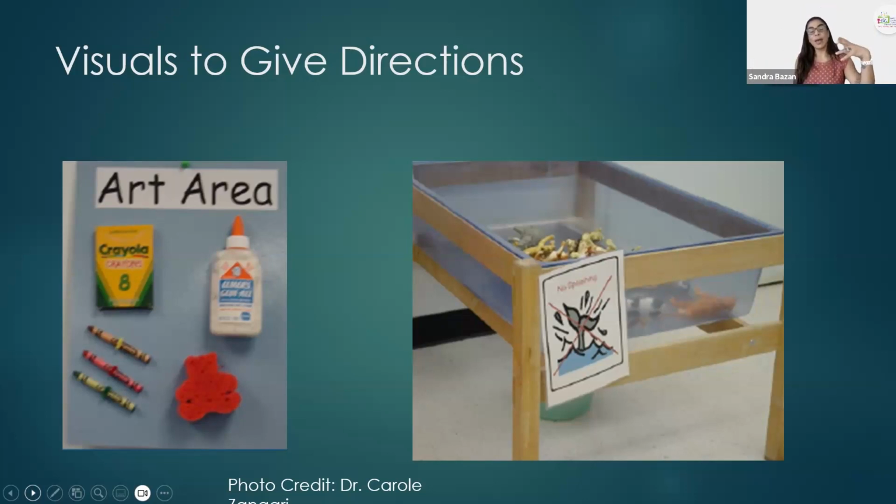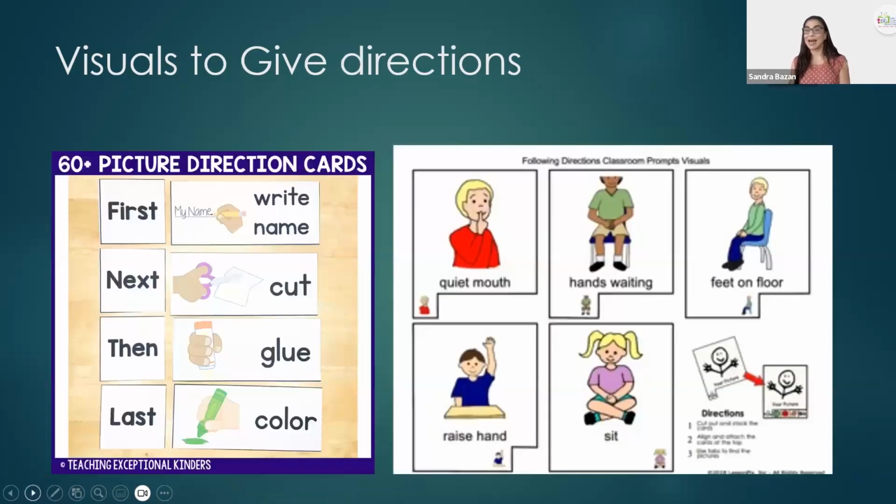And so when you do have to follow through with your rules of no splashing, you can point back to the visual. Oh, no splashing, let me know when you're ready. Okay, or quiet hand, or just, it's a learning opportunity as well. So visual directions as to what to do and not do in a center. Again, first, next, then last.